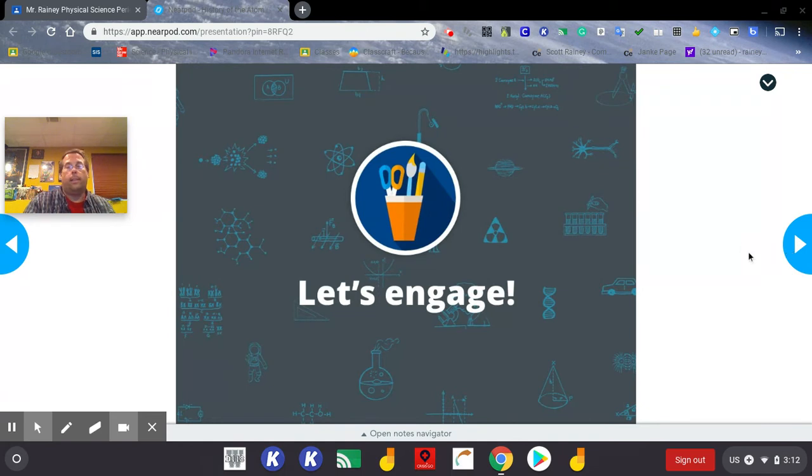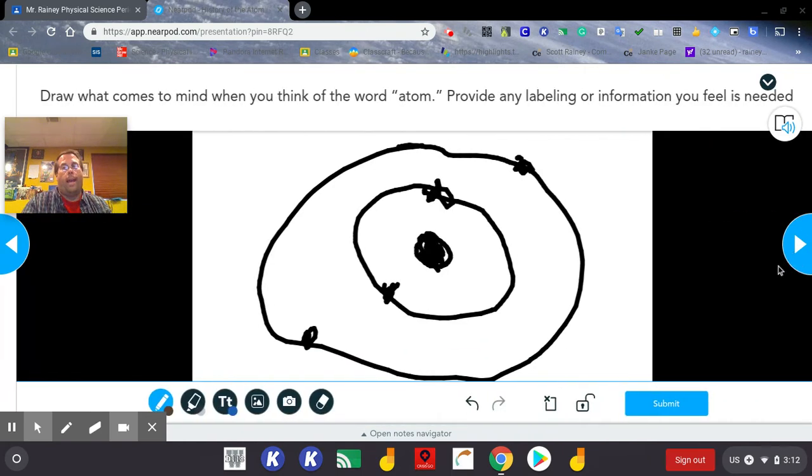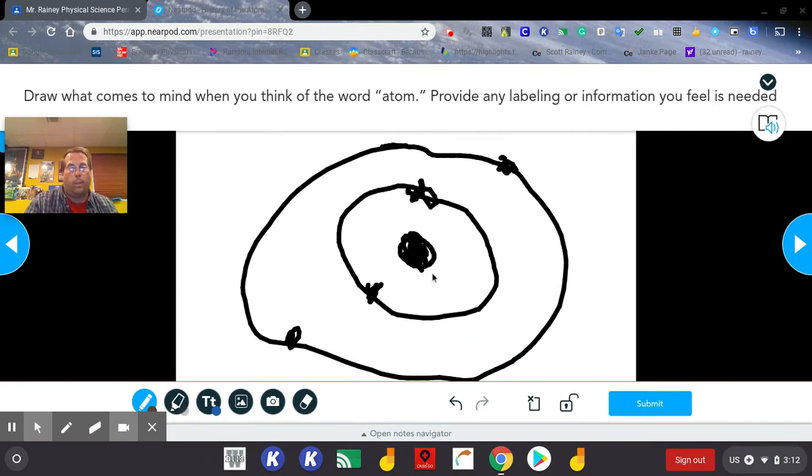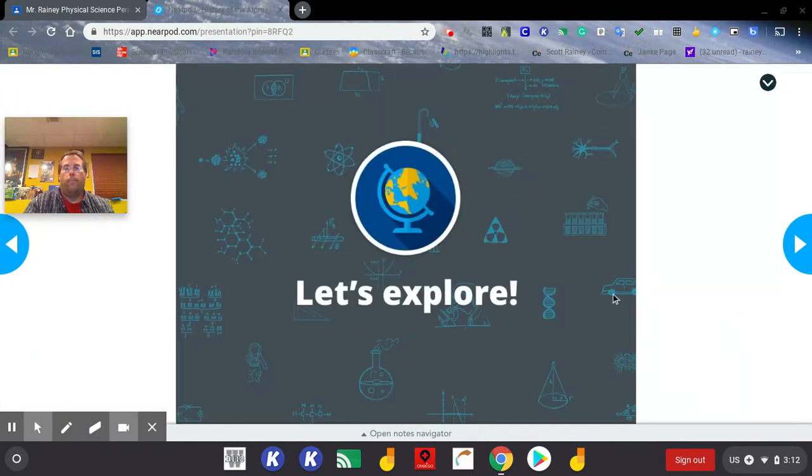So the first thing is simply, when you think of an atom, what comes to mind? So what I did is I actually just drew an atom. This is the Bohr model, which you'll understand in a few minutes. But again, I just drew what I perceive as an atom. It doesn't have to be a great drawing, but you should have something. Make sure you submit it. And then we'll automatically go on to the next one.